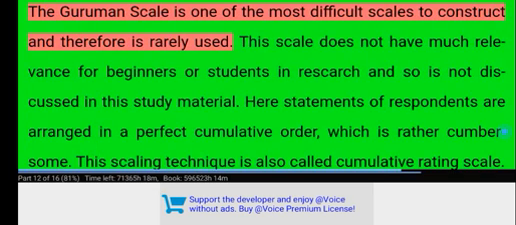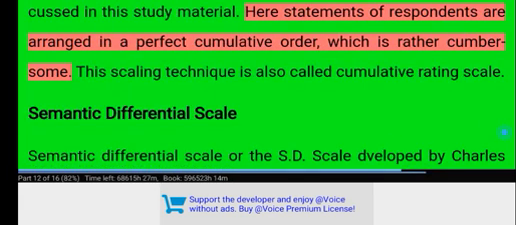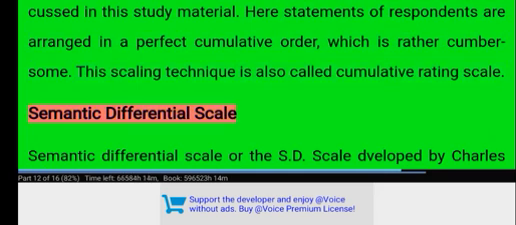Guttman scale. The Guttman scale is one of the most difficult scales to construct and therefore is rarely used. This scale does not have much relevance for beginners or students in research and so is not discussed in this study material. Here statements of respondents are arranged in a perfect cumulative order, which is rather cumbersome. This scaling technique is also called cumulative rating scale. Semantic differential scale.